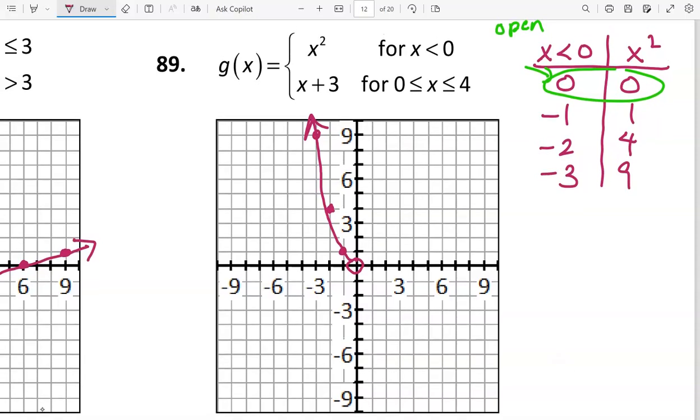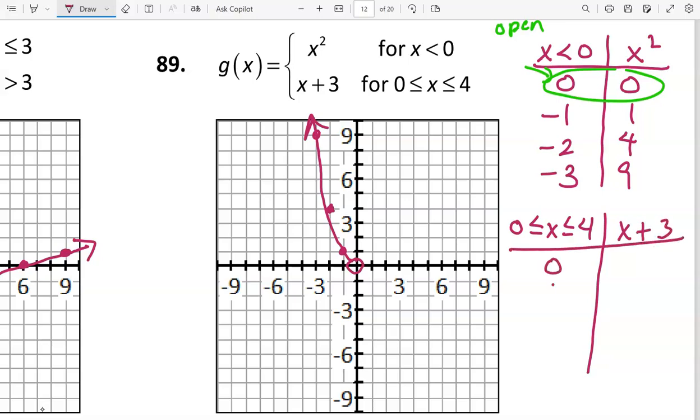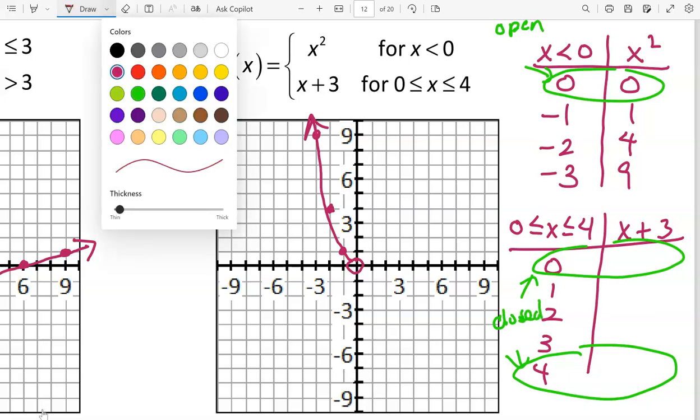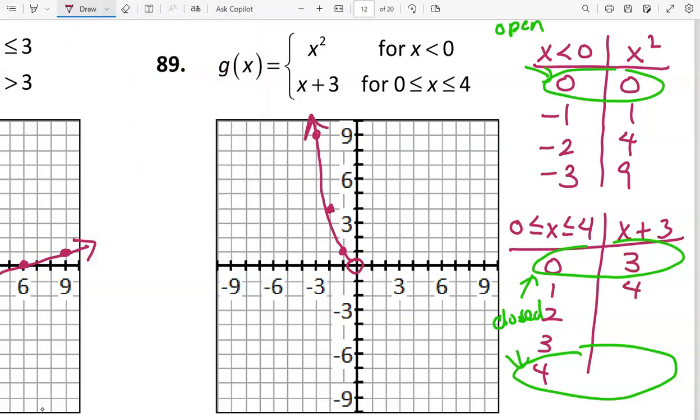For the next part of our table, we're going to pick x's that are between 0 and 4, and the y values are x plus 3. So 0, 1, 2, 3, 4. For this one, we have two endpoints at x equals 0 and also at x equals 4. Since there are or equal to's on both of those, they are going to be closed circles. And there'll also be endpoints, which means there's not going to be any arrows on this side of the graph. 0 plus 3 is 3, 1 plus 3 is 4, 2 plus 3 is 5, 3 plus 3 is 6, 4 plus 3 is 7.